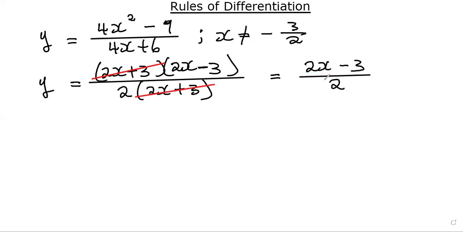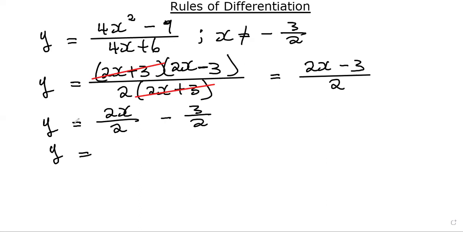Well, even in this case, we still can't differentiate because we still have a fraction. So we must separate our fraction. So we have 2x over 2 minus 3 over 2.